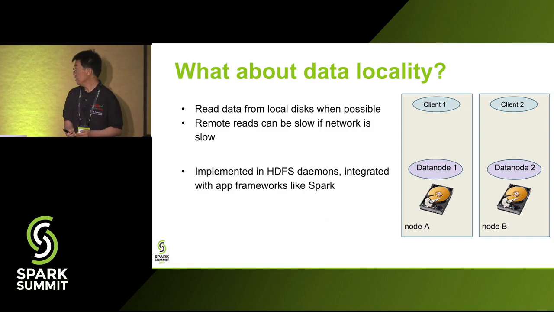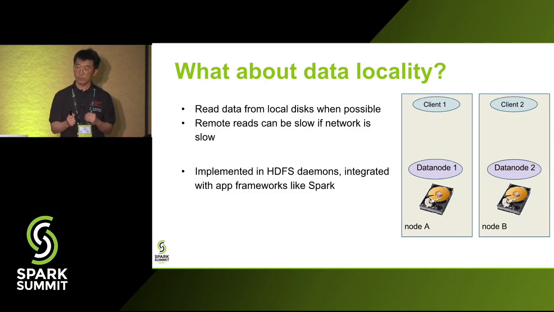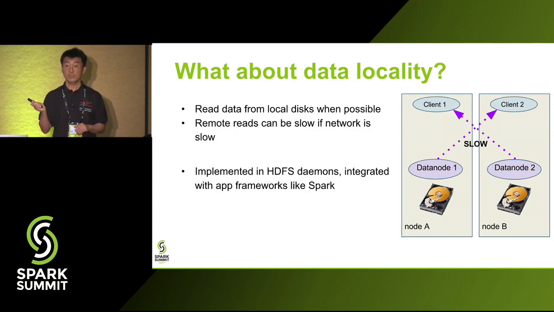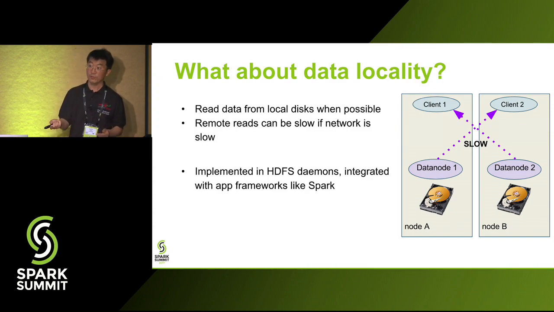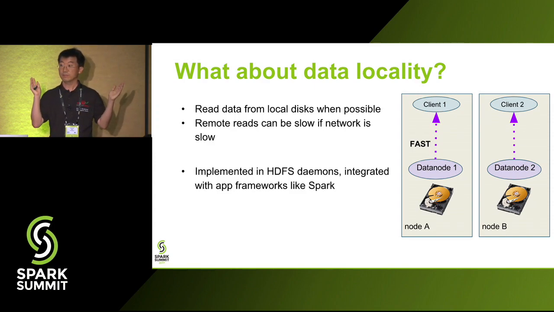One of the key reasons why people use HDFS is because it's faster than other distributed storage systems. And it's fast in part because it supports this thing, data locality. The basic idea is that you should read your data from local disks whenever possible, because reading data over the network like this is slow, if your network is slow, which is often the case. Reading straight from your local disks is fast, right?